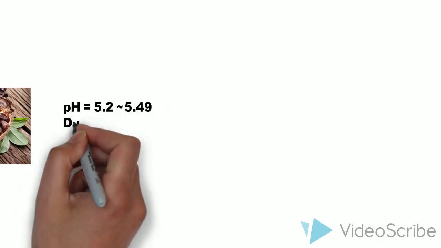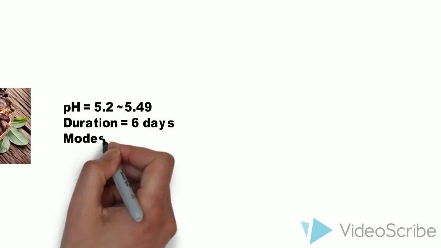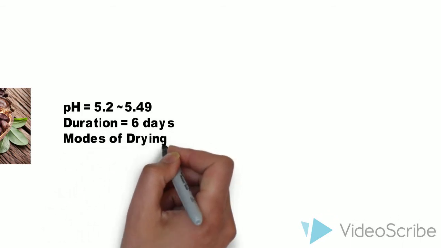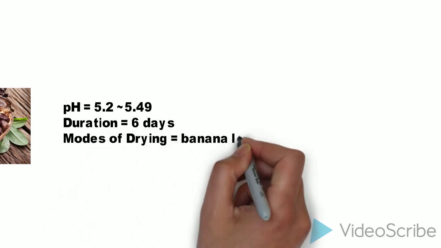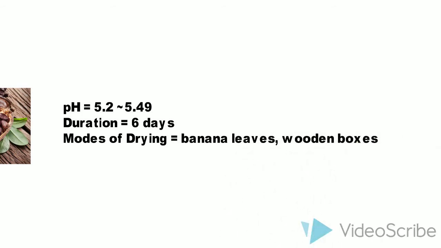The optimal pH range for cocoa beans is between 5.2 and 5.49. The optimal duration is 6 days for the majority of beans. With respect to mode, fermentation is most successful when performed in heaps covered by banana leaves and least successful in plastic boxes. Wooden boxes perform somewhere in the middle, but closer to the performance yielded in heaps.